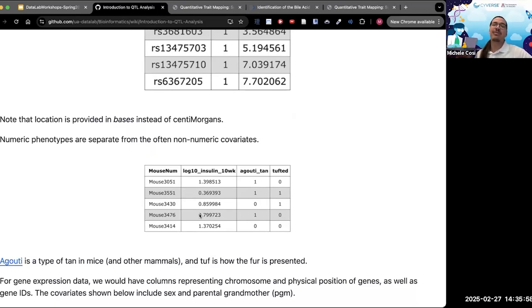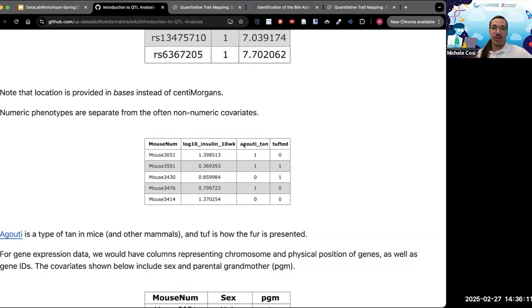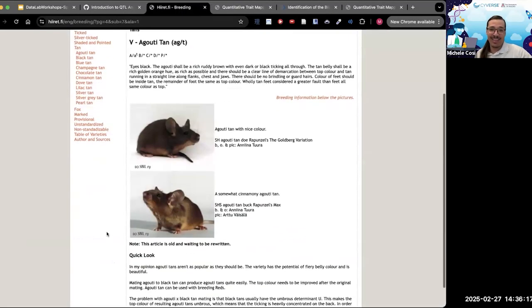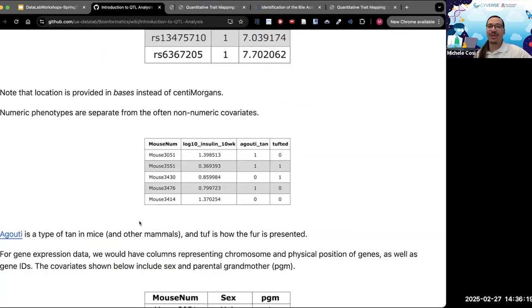You need a phenotypic or a phenotype CSV file, and this is a file that will give you knowledge on whether a phenotype is present or not. In this specific case, agouti tan. Agouti is a type of tan in mice, and essentially is when mice are brown. That's the easiest way for me to say it, and whether it is tufted. So let's look at mouse 3051. It has a tan, but it is not tufted. The next one, 3551, it has a tan and it is tufted.